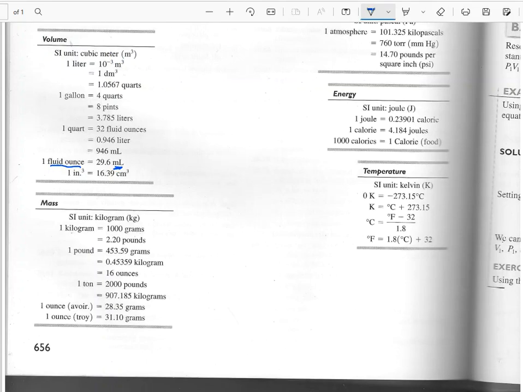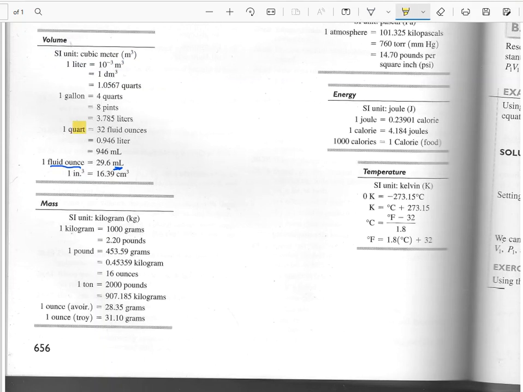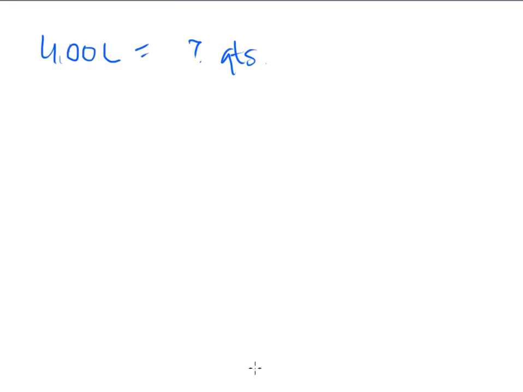Example problem. I've got 4 liters, and I want to know how many quarts is that. So liters and quarts are in terms of volume, and it looks like we do have a relationship that we can use to connect the two together. Here's quart, and it says 1 quart is 32 fluid ounces, or 1 quart is also 0.946 liters, and that's exactly what we want to use. That's what we need for the problem. So 1 quart is 0.946 liters. So to solve this conversion problem, I do it the same.